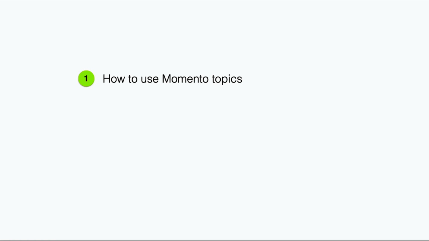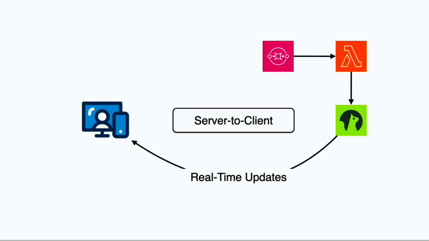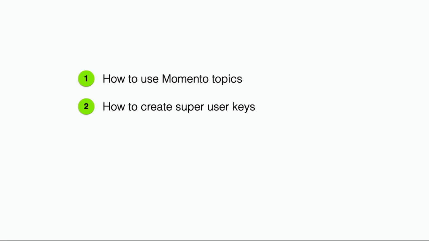So in this chapter, we saw how you can use Momento topics to allow backend processes to push real-time updates to the front end, which is one of the most common use cases for WebSockets. We saw how you can create super user keys and how they differ from fine-grained access keys, and how to generate disposable tokens so we can allow the front end to access Momento resources and subscribe to a Momento topic.